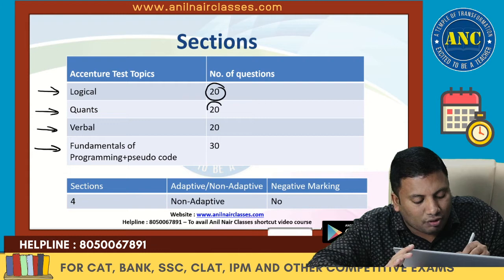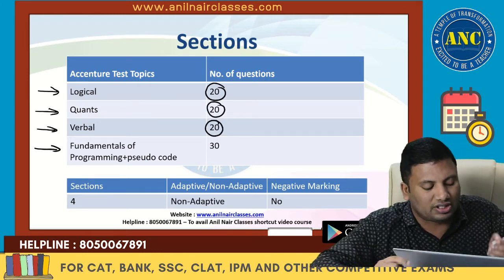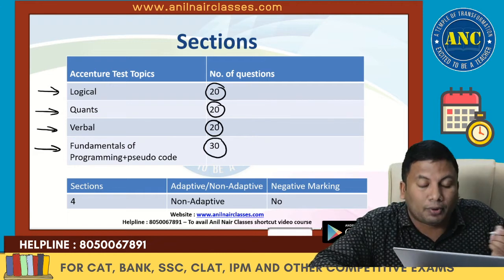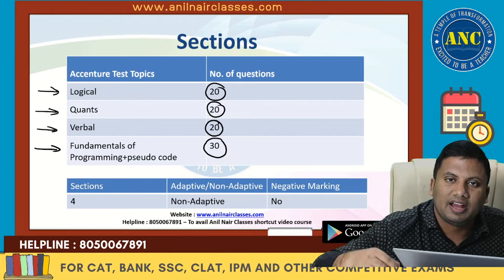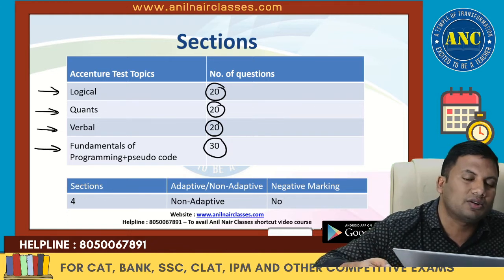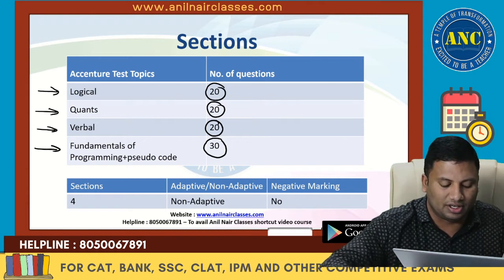Equal number of questions are asked. More number of questions are asked in fundamentals of programming languages and pseudocode. Pseudocode is where they will give you a code and they will ask which one among the answer options is the output of the given program, right?